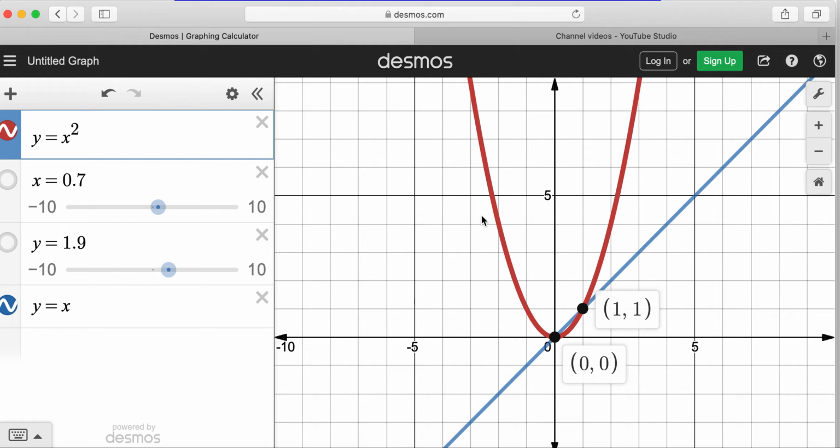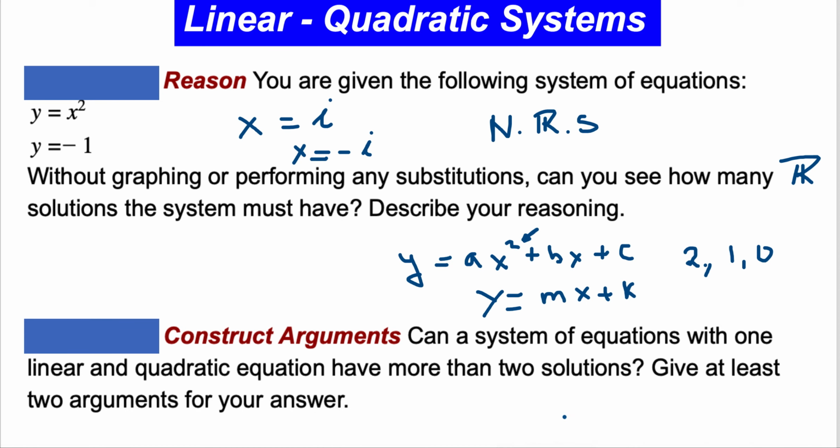So graphically and analytically we can show that a system with one linear and one quadratic equation does not have more than two solutions. Those are the two arguments that we are presenting here. The most solutions that they can have is two solutions.